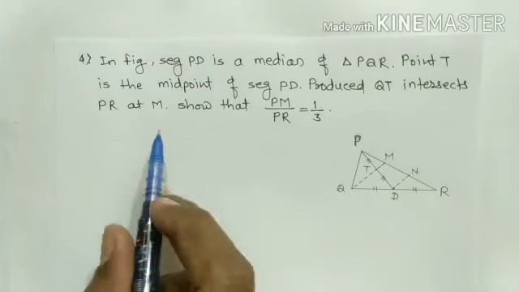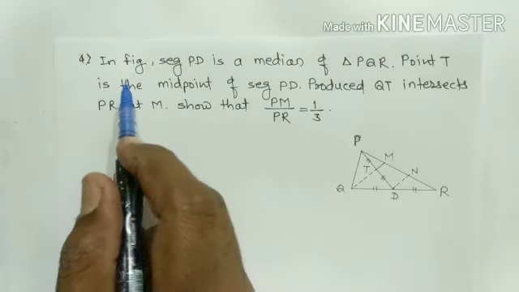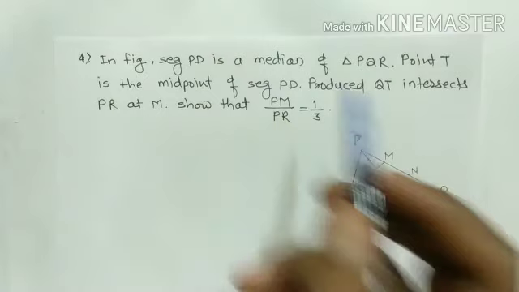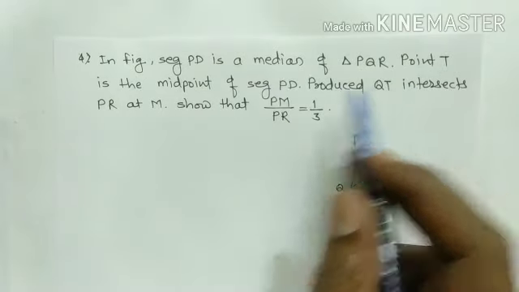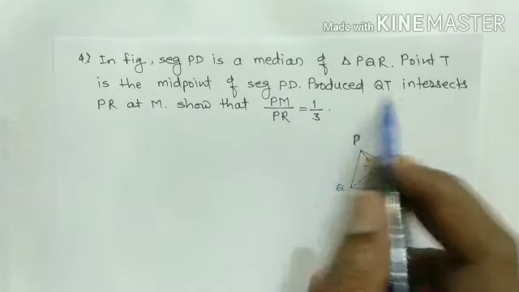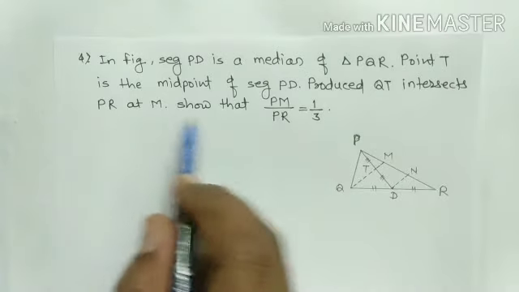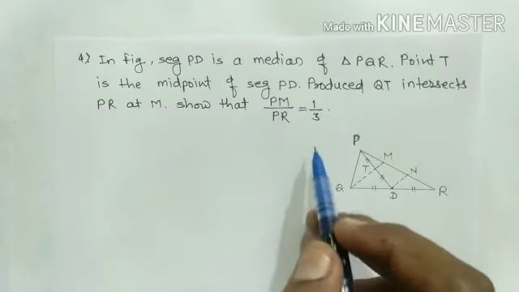Now the next question is question number 4. In the figure, segment PD is a median of triangle PQR. Point T is the midpoint of segment PD. Produced QT intersects PR at M. Show that PM upon PR equals 1 upon 3.